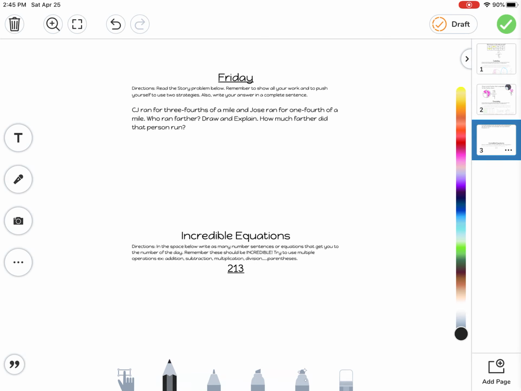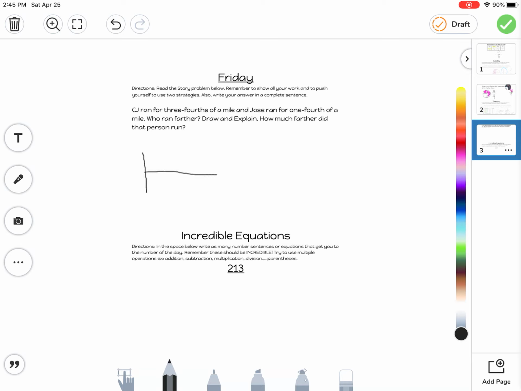So Friday says, CJ ran for 3/4 of a mile and Jose ran for 1/4 of a mile. Who ran farther? Draw and explain. How much farther did the person run? Well, for me, when I'm thinking about this, I want to do a number line. So I'm going to draw myself a number line.